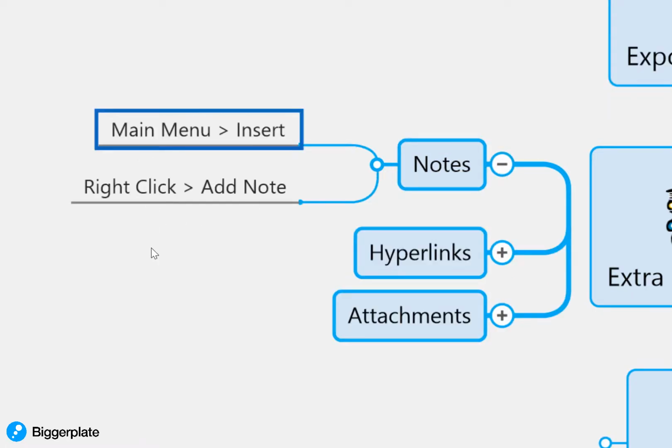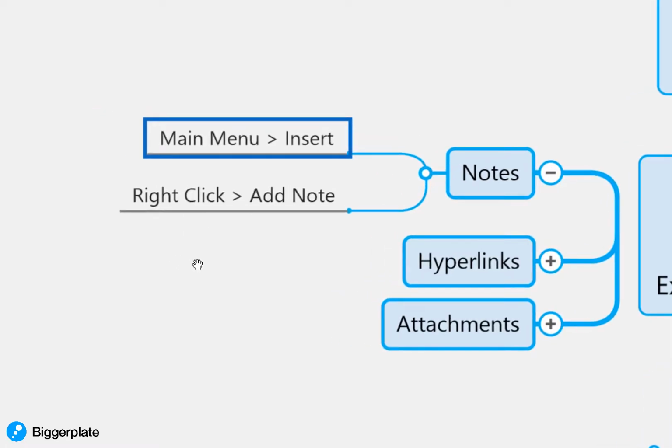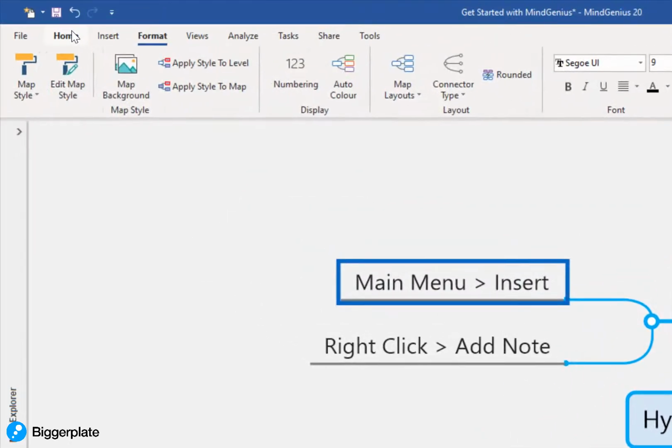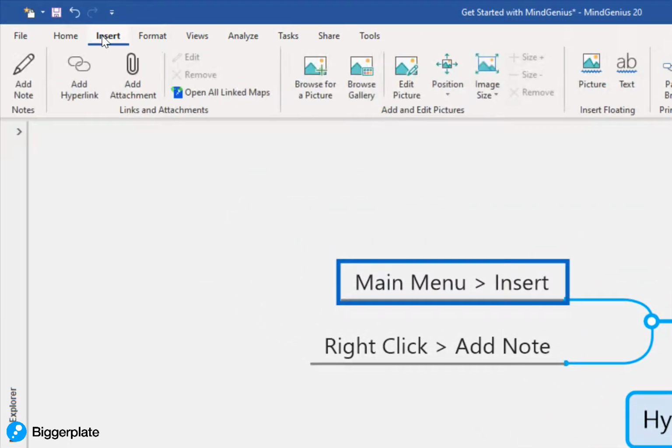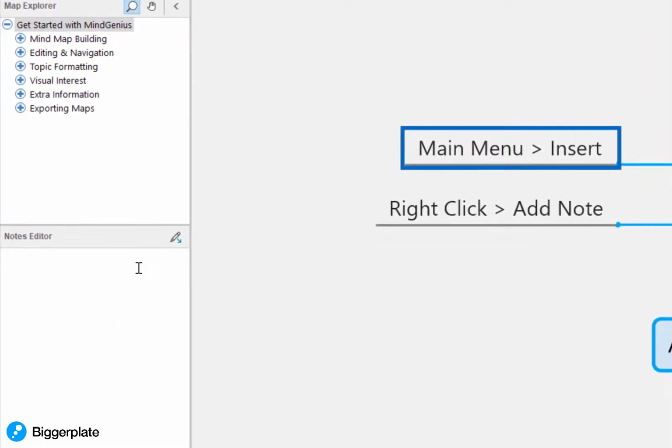You can access the notes feature either by going to the main menu and opting for insert, so we can come up here and say home, insert, and then add note, and this just pops open this left hand menu again. As you can see over here, I can add extra text without creating clutter. This enables me to add lots of extra information into my map, but keep the surface level of the map nice and clean.